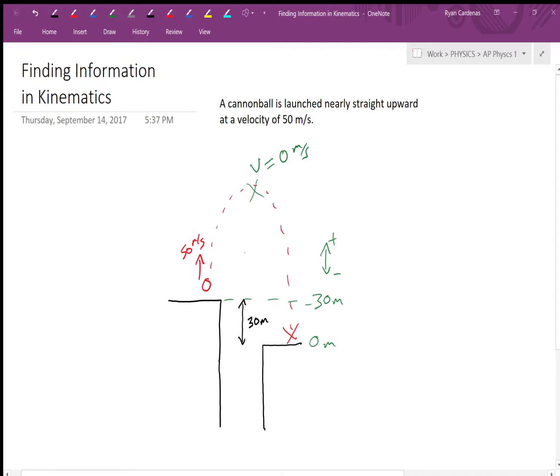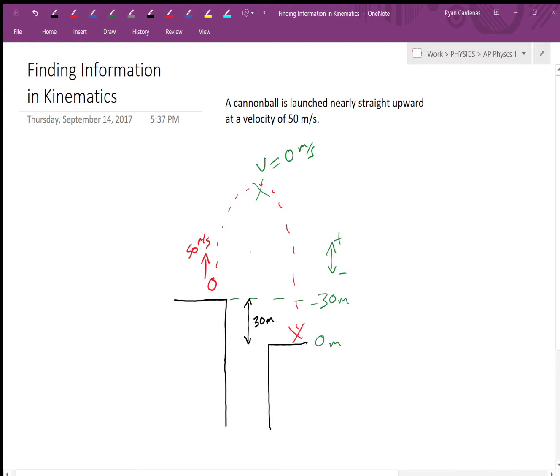What other information can I determine? Well, I know that during this entire motion, the acceleration due to gravity is negative 10 meters per second squared. How do you know it's negative? Well, remember I defined my coordinate system and I said that negative is aiming downward. Alright, what else can I know? At the very least, I know that the time it takes for the ball to go up is the exact same as the time it takes for it to come down to its initial position.